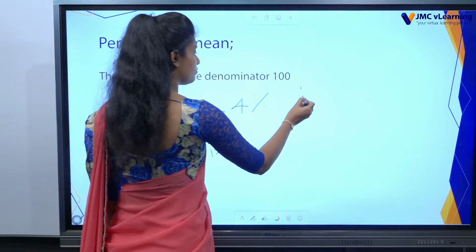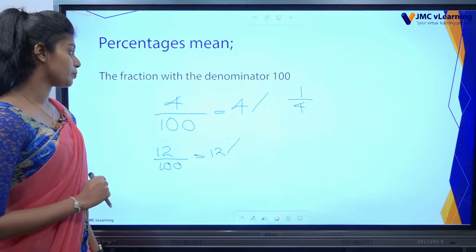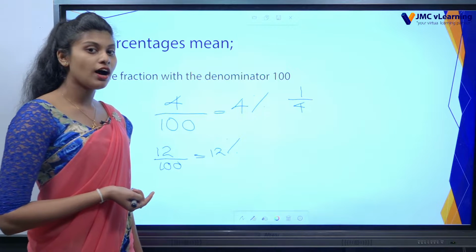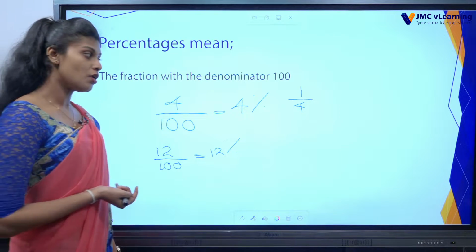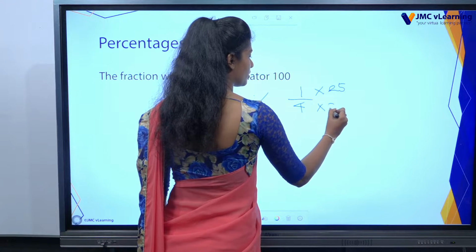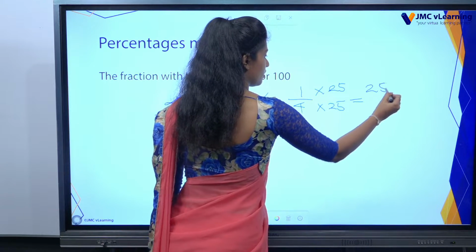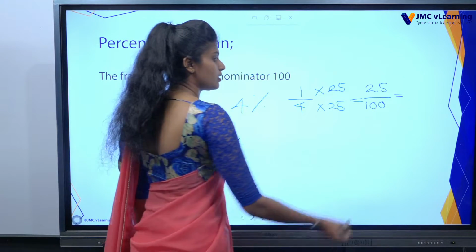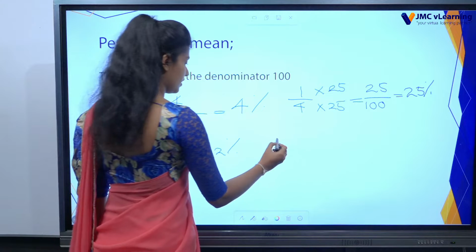Then 1 over 4. How can you write this as a percentage? The percentage means the fraction with the denominator 100. So, you have to convert the denominator to 100. To convert that 4 to 100, what do you have to do? You have to multiply that 4 by 25. That means both the denominator and numerator you have to multiply by 25. 1 into 25, 25. Then 4 into 25, the answer is 100. Then how many percent? 25%. That's the answer.